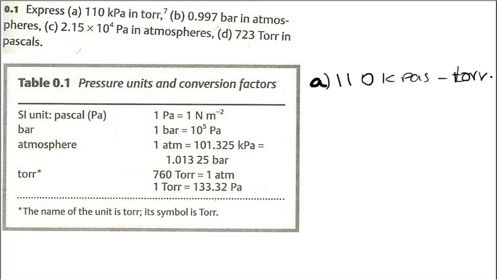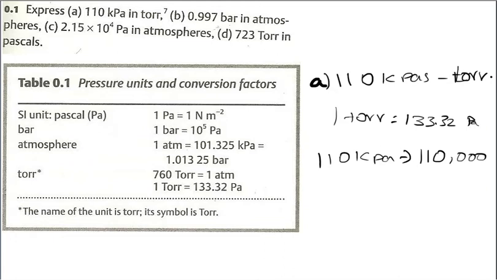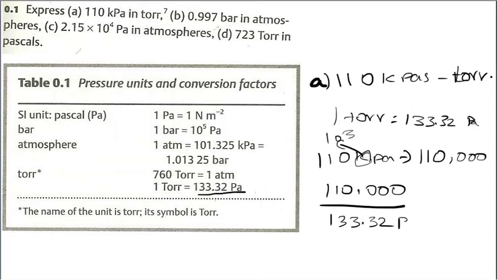We all know from this description that 1 torr is equal to 133.32 pascals. So let us convert this 110 kilopascal into pascal, that is 110,000 pascal. Kilo always deals with 10 to the power 3. So 110,000 pascals divided by 133.32 pascals, since 1 torr is equal to 133.32 pascals. The pascal units cancel, and we're going to get it in torr.